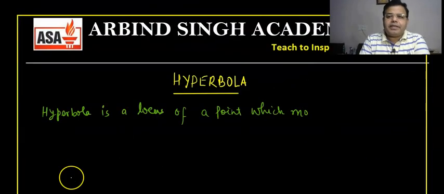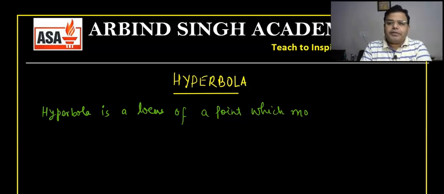So let us discuss what is hyperbola and how it is different from other conic sections, that is ellipse and parabola. So let me write the definition first, then we will see how this is different from the other conic sections. So here, the definition of hyperbola, let us discuss this.